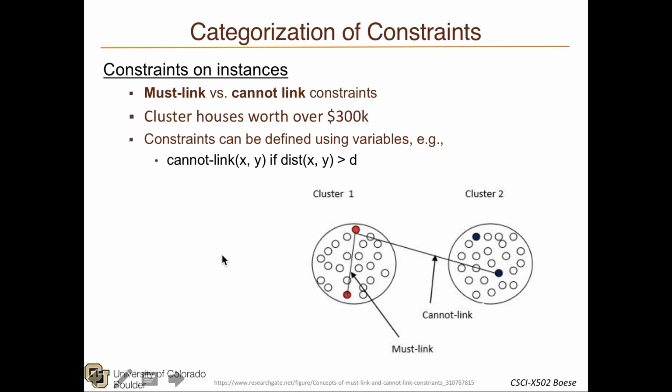When we categorize our constraints, we can have different types of constraints on each instance. In this example, this one's a must-link, where these two must be linked in the same cluster. And then you can have constraints such as these two cannot be in the same cluster. They do not belong together. You can cluster houses over $300,000 as one example, and you can use constraints based on distance. For example, it cannot link if it's more than a mile apart.